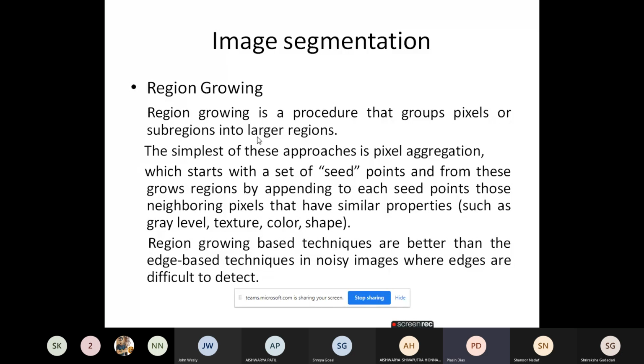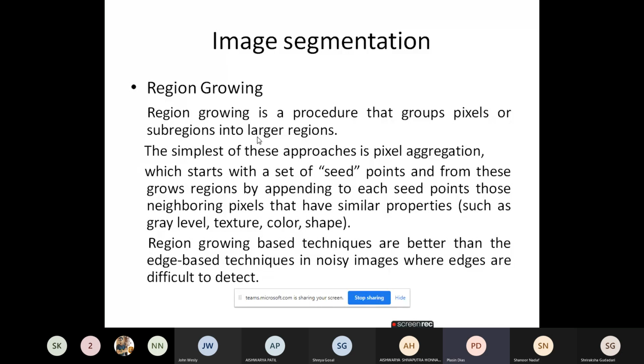From there, you grow your region by appending to each seed point. That means you consider the different neighboring pixels that may have a similar property to the seed point. When you say similar property, you are talking about gray level, texture, color, shape. That is what I listed under homogeneity: you try to find a neighboring pixel which has similar properties.